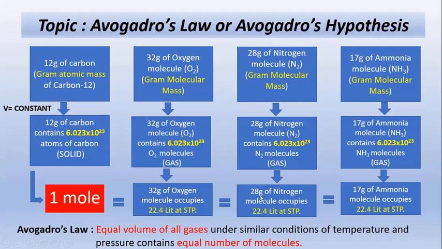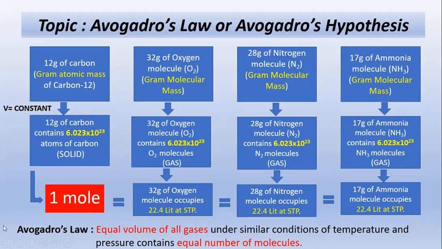Similarly, 28 grams of nitrogen occupies exactly 22.4 liters at STP, but has 6.023 × 10^23 nitrogen molecules. Similarly, in the ammonia case, 22.4 liters at STP contains 6.023 × 10^23 ammonia molecules. So look at this. Is there any correlation between the volume and the number of particles? Yes, that's what the Avogadro rule is.